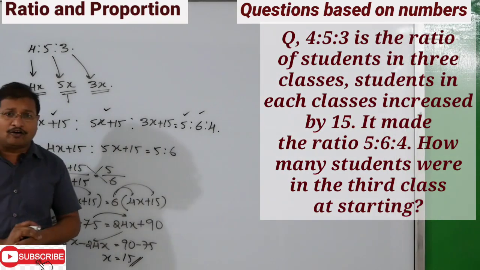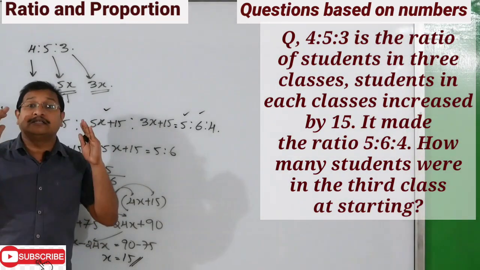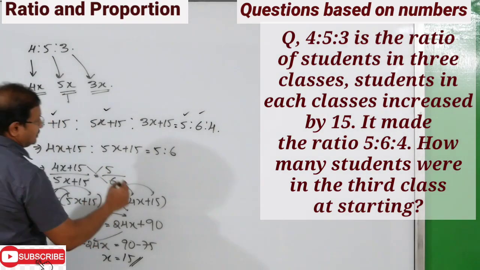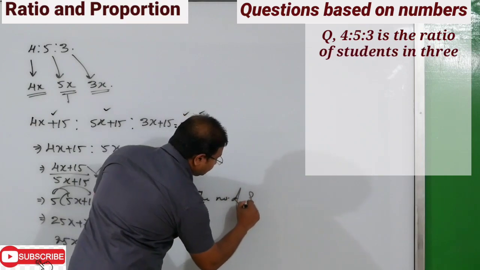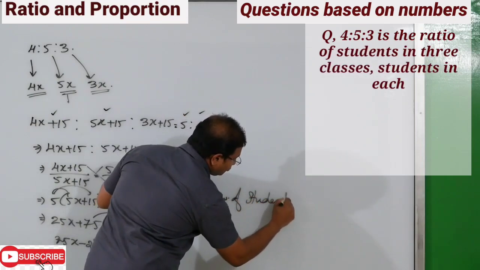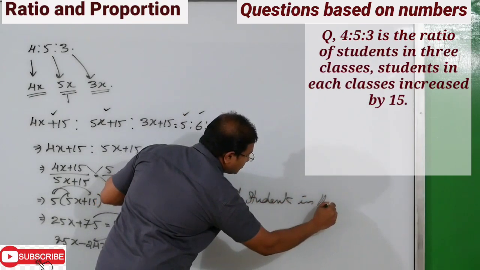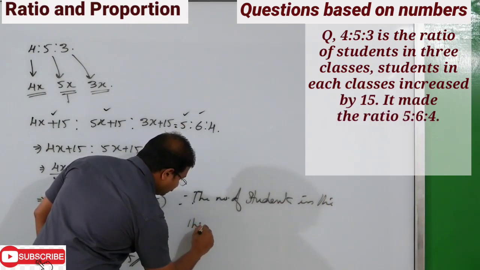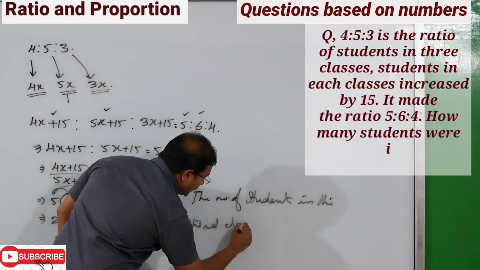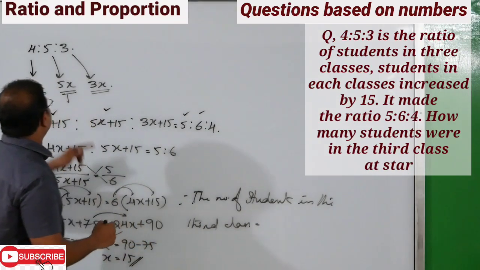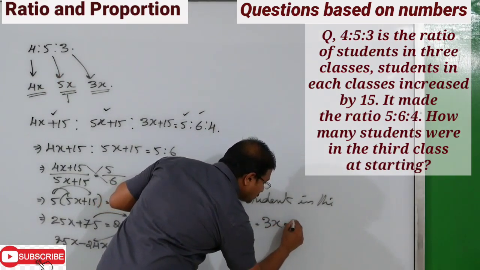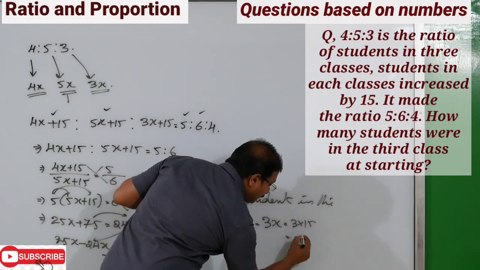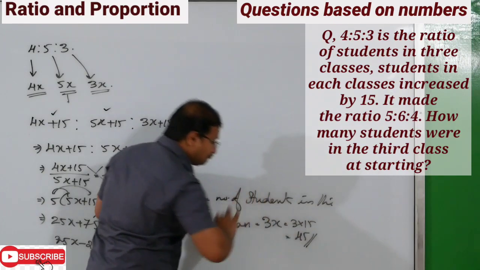Ready? Now what do we want to find out? We want to find out the number of students in the third class. Therefore the number of students in the third class equals, what will happen? For the third class, the ratio is 3x. That means what will you do? 3x equals 3 into 15, that is 3 15s are 45.